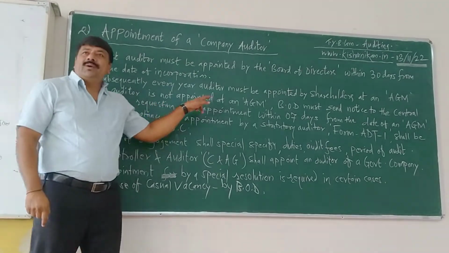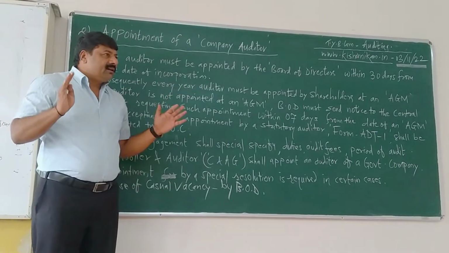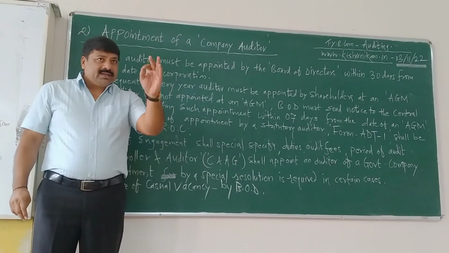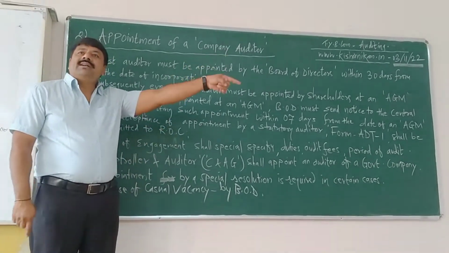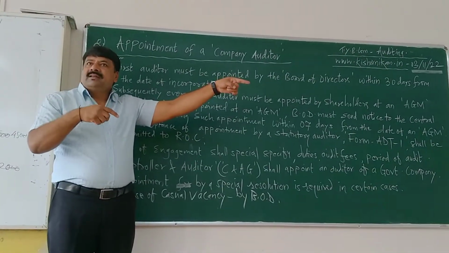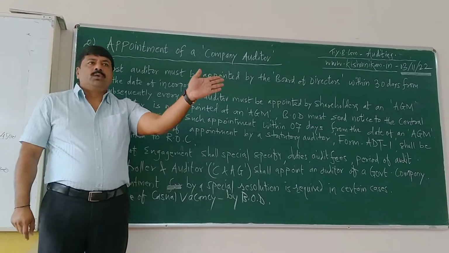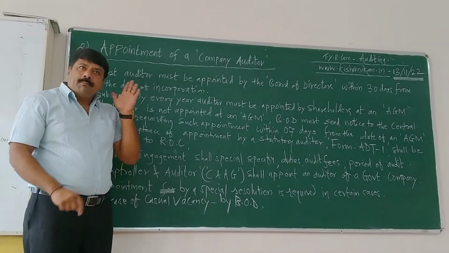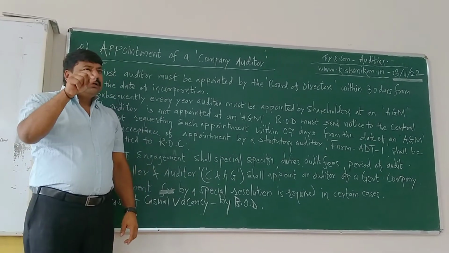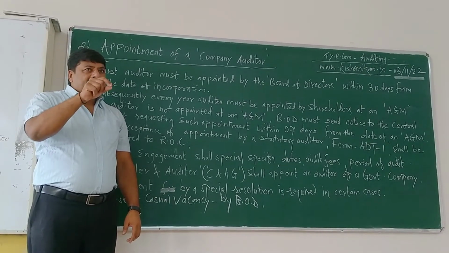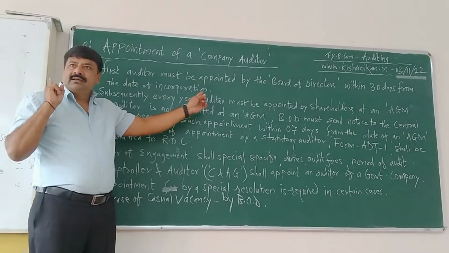Now, if the statutory auditor is not appointed for any reason in the annual general meeting, then notice to that effect shall be forwarded by the board of directors of a public company to the central government of India. Central government means the Ministry of Company Affairs. Within 7 days, a letter should be sent to them that our auditor has not been appointed. Kindly look into the matter. In that case, the central government will appoint a qualified person for the post of statutory auditor for that particular company. Is that clear?